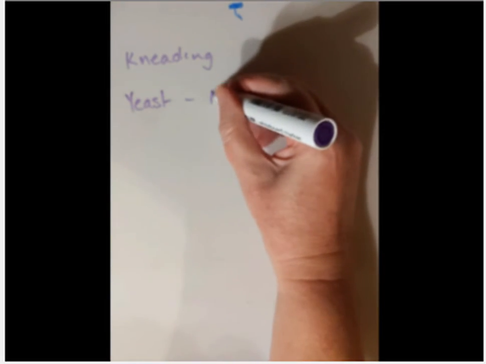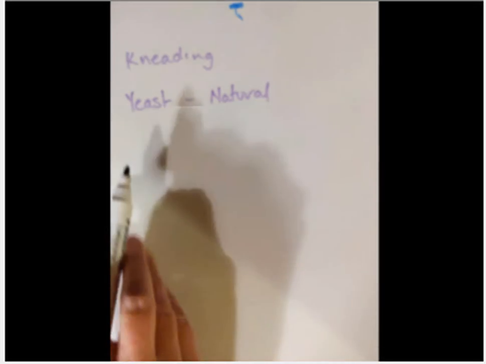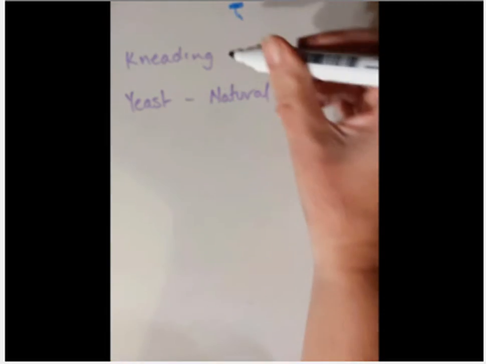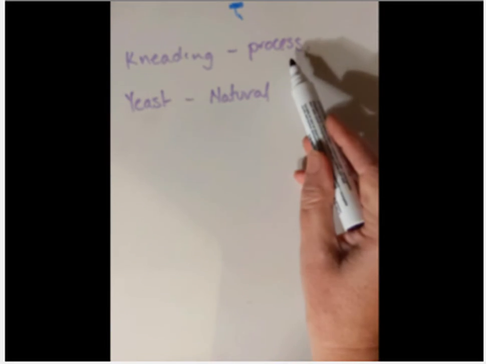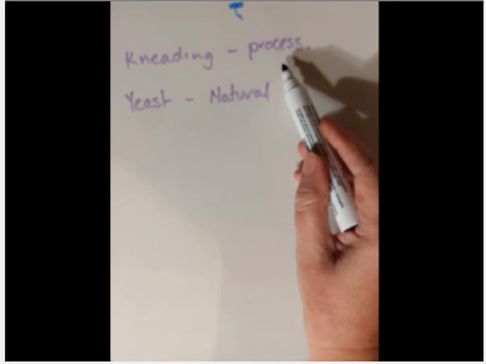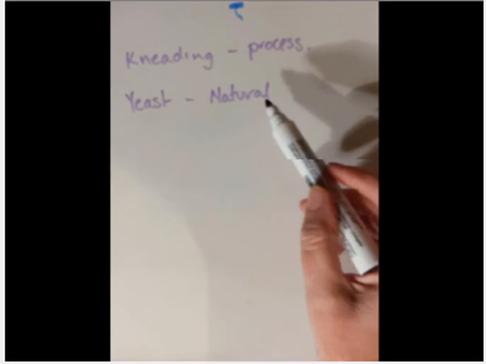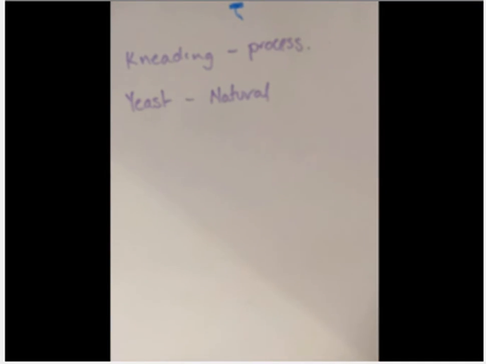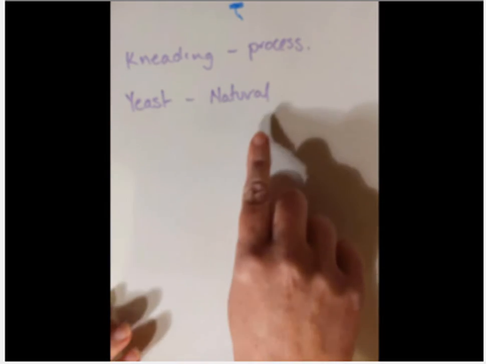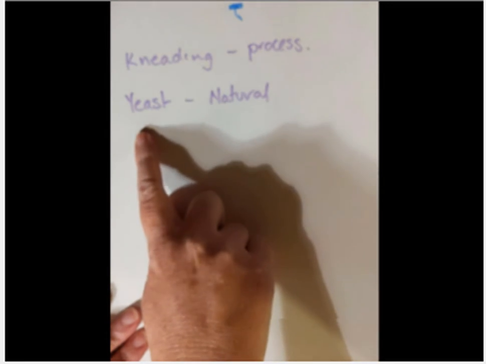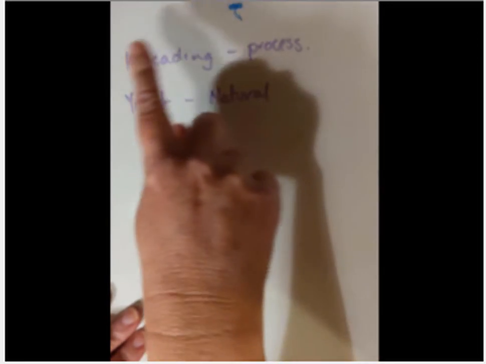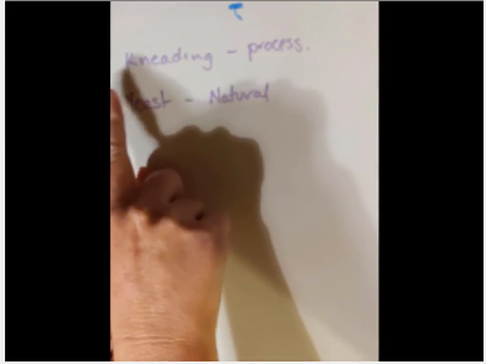So yeast is a natural food component, and it's one of the things that we use to raise products. Kneading is a process that we use in order to change the chemical and physical properties of the bread that we're making. So they're quite different things, but we're going to look at both of them in a little bit more detail, just so that when we're making products that have yeast and starch, and we have to do the process of kneading, you understand what's going on. So I'm going to look at yeast first.